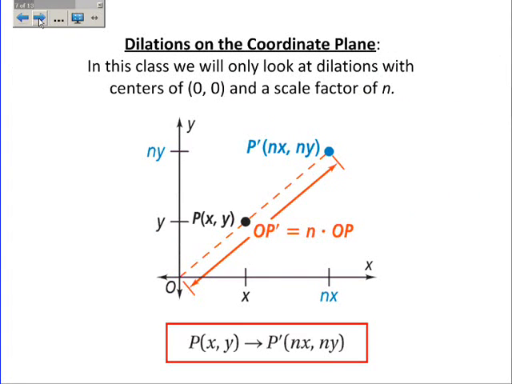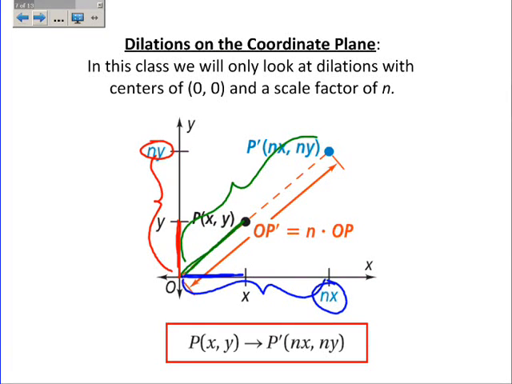All right. Now dilations in the coordinate plane. In this class we will only look at dilations with a center of 0, 0. And the scale factor we'll call n. Whatever this length is, if I multiply it by n, I get this length. If we look at that specifically in the x direction, then this length is x, and this length here is n times x. And this length here is y, and if I multiply by n, I get n times y.